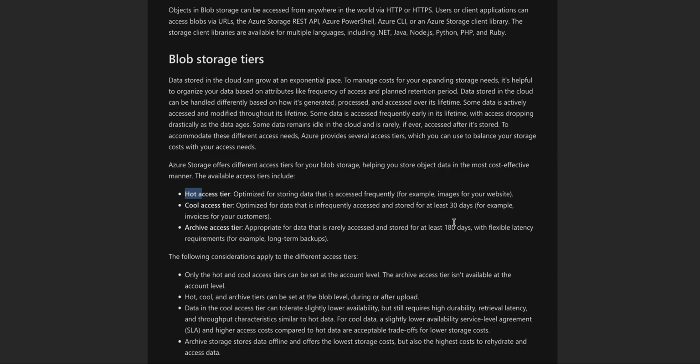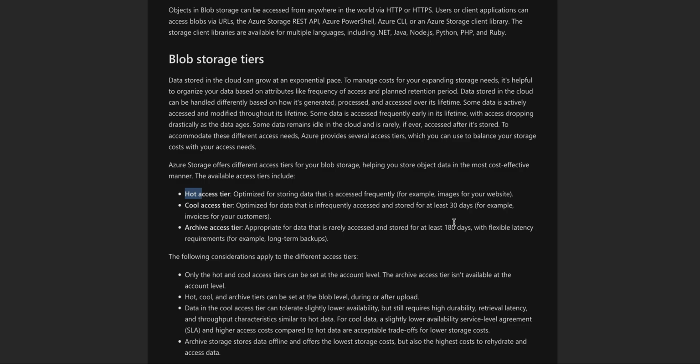But when you talk about the cool access tier, it's for data that is infrequently accessed and also stored for at least 30 days. And for instance, you might have invoices for customers that need to be stored for a month, right? And in those cases, we would go for the second one, which is the cool access tier.